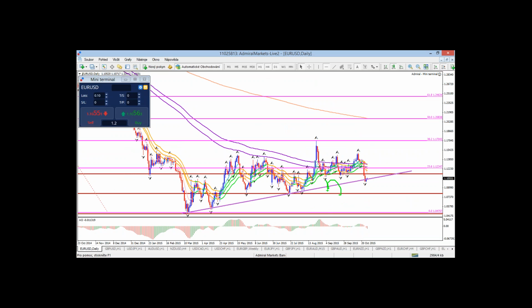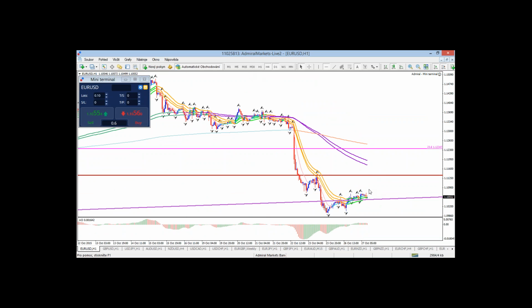So let's see if this is an ABC, as I think, or a 1, 2, 3. Depends on tomorrow. In any case, I think for today, a short from this resistance level is very good down to 109, 109.20. I think that's the best trade. Or if it breaks below 110, a breakout trade down to 109, 109.20. Whether this is a 1, 2, 3 or an ABC, I think those are interesting setups for today.